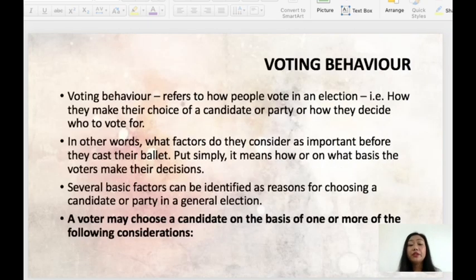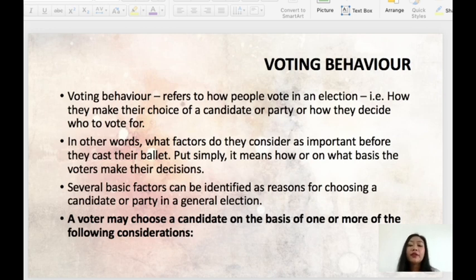Okay, voting behavior. This is a very important part in this topic. Voting behavior refers to how people vote in an election, how they make their choice of a candidate or party, or how they decide who to vote for. In other words, what factors do they consider as important before they cast their ballot? Put simply, it means how or on what basis the voters make their decisions. So political scientists always do this, yeah? They keep on doing the voting behavior and assumption based on the general election that will come, yeah?